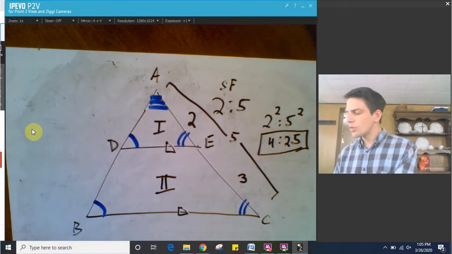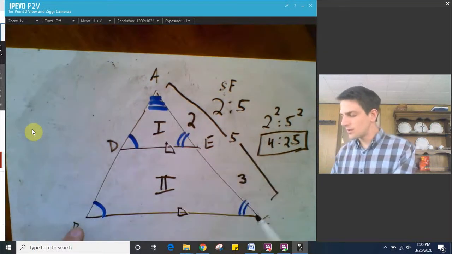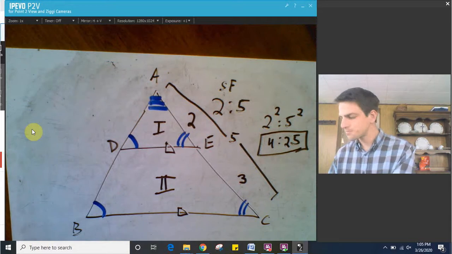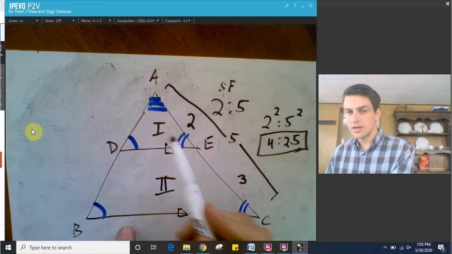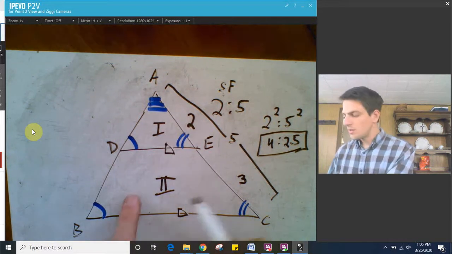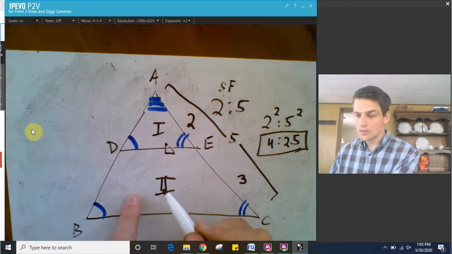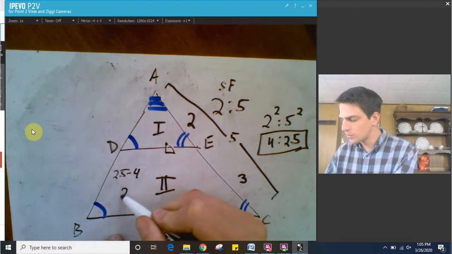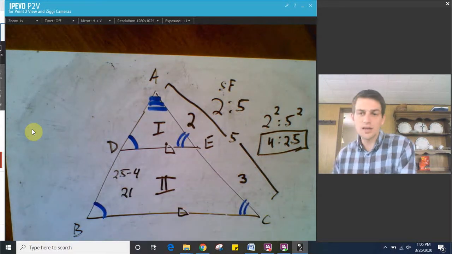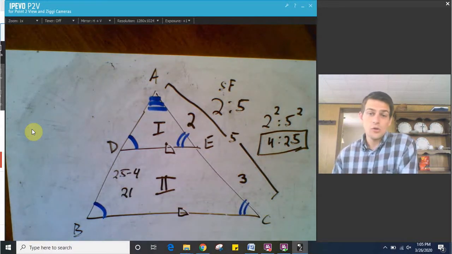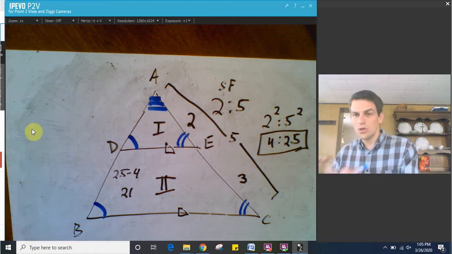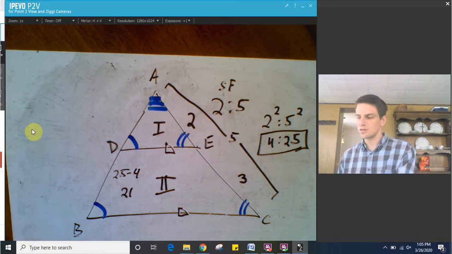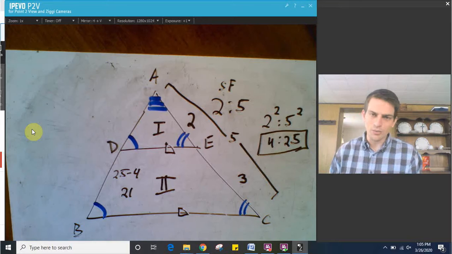So if we know that this total area, triangle ABC, is 25, say, square units, we know that region 1 is 4 square units, then we know that region 2 has to be the difference of that. So this is 25 minus 4, making it 21 units. And again, we don't know what the actual units are, we just know that the ratio is this. So we can assign some arbitrary unit that we can use to play around with the areas here.